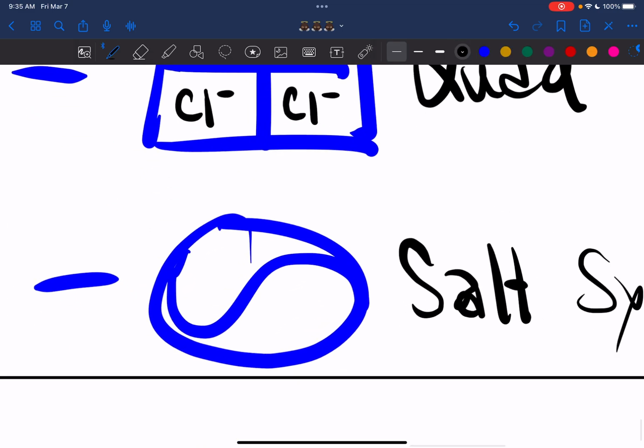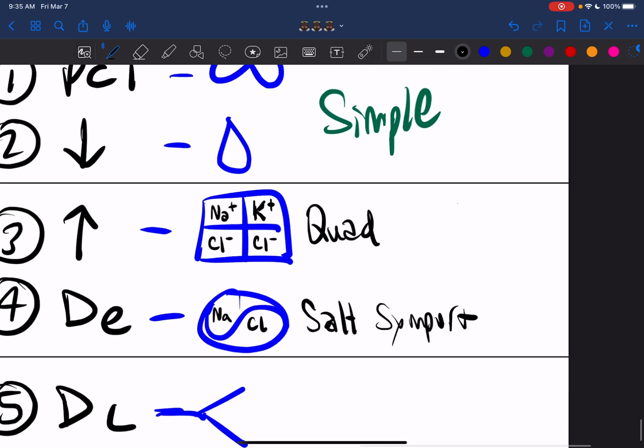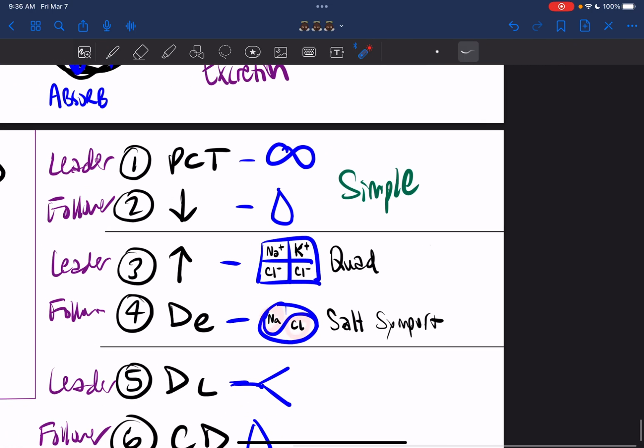So that's that. And then for here you have the salt symport. NaCl is table salt, right? So that's how I remember that the 2 things that are being moved are Na and Cl together, and they're being absorbed.